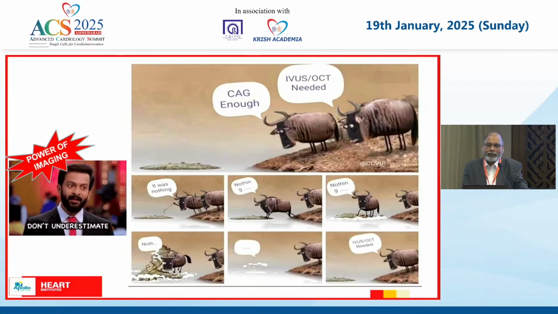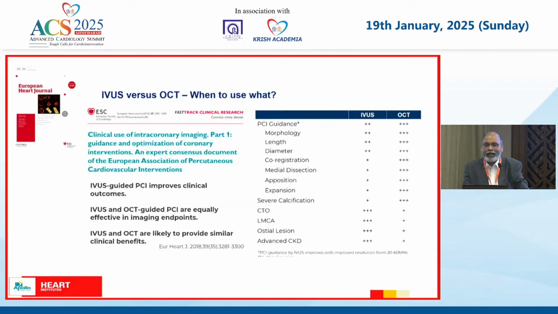So the moral of this story is: don't underestimate any lesion. Whatever imaging modality you have, use it so that you get the best result. To summarize, use OCT in all these conditions to study the morphology, length, diameter, calcification, dissection, apposition, and expansion, and keep your IVUS for CTO, LMCA, ostial lesions, and advanced CKD. This is my take home, that this is where you place your devices.